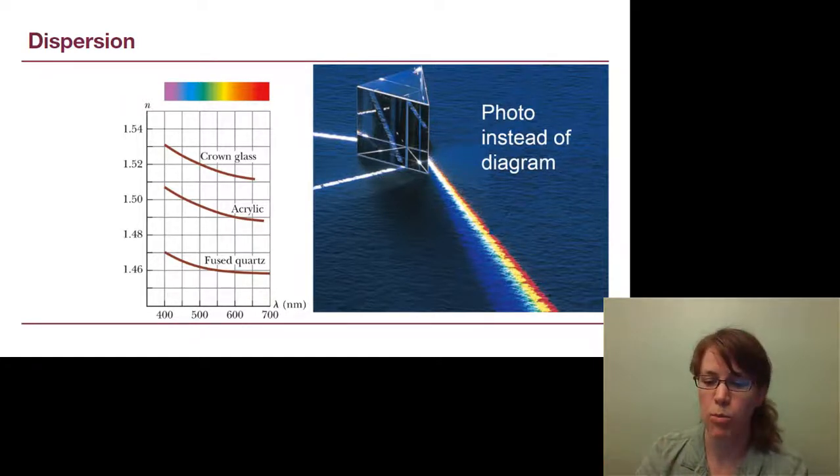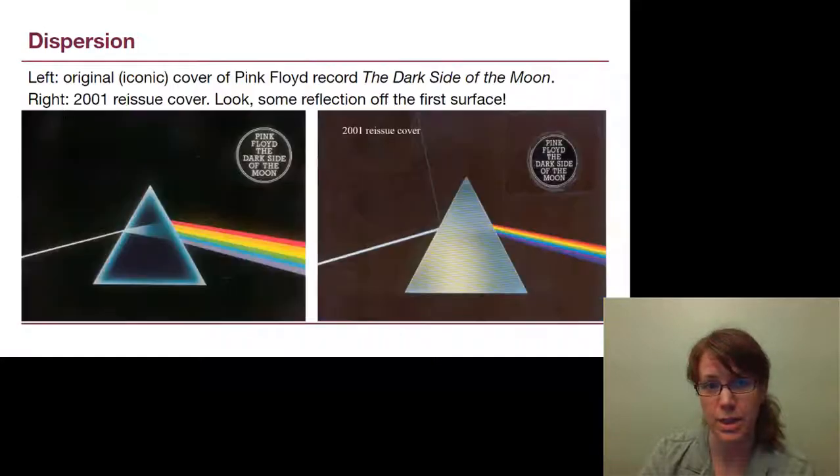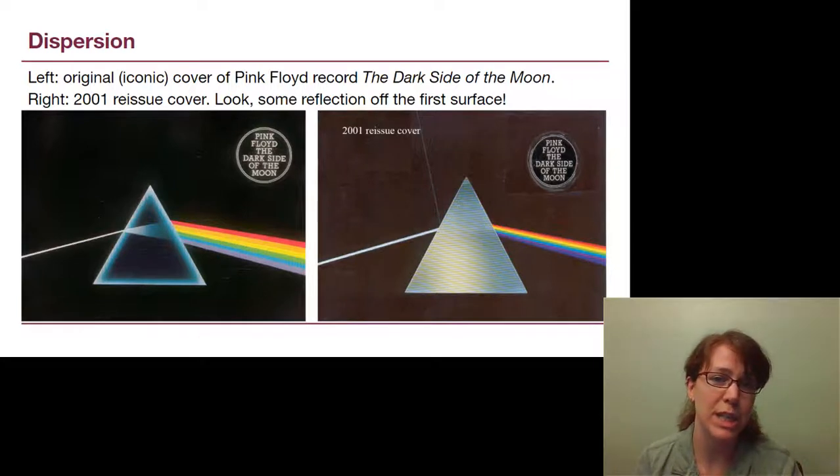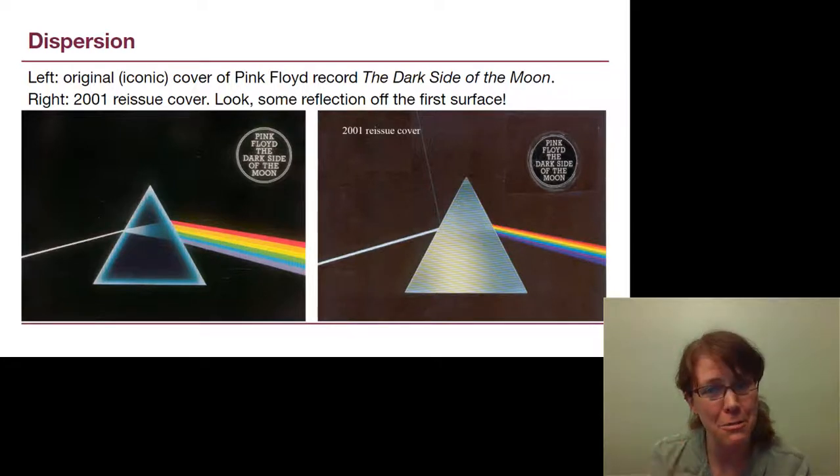One of the most well-known popular culture examples of this is the Pink Floyd record cover for Dark Side of the Moon. The left one is the most iconic, where you have that dispersion, but the 2001 reissue added a little bit of physics where there's some reflection off that very first surface, and that's a real phenomenon as well. There's always going to be a little bit of reflection that comes off for the angles that weren't quite right, and then the rest of the light shines through and makes that rainbow.